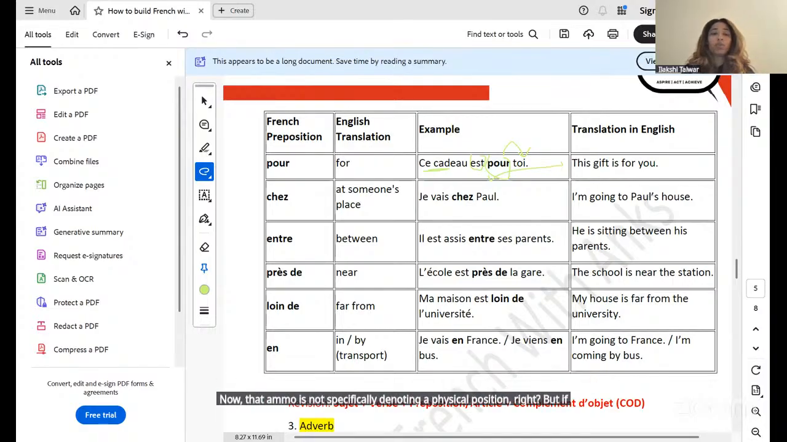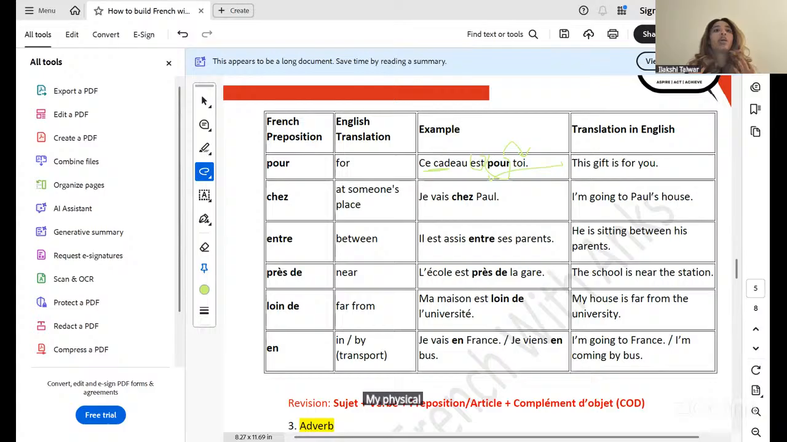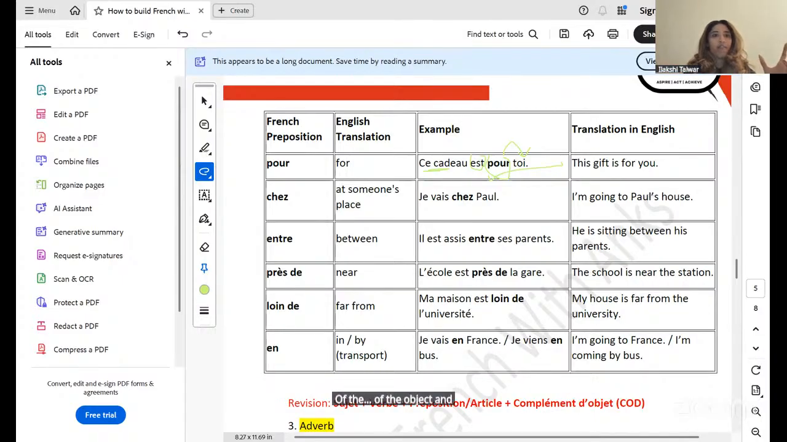But if I say, je suis maintenant devant mon ordinateur, my physical position is right now in front of the computer. Okay, l'école est devant l'université. The school is in front of the university. It's a physical position. So devant has got more to do with your physical position of the object and the subject that you have. Okay, avant not necessarily.